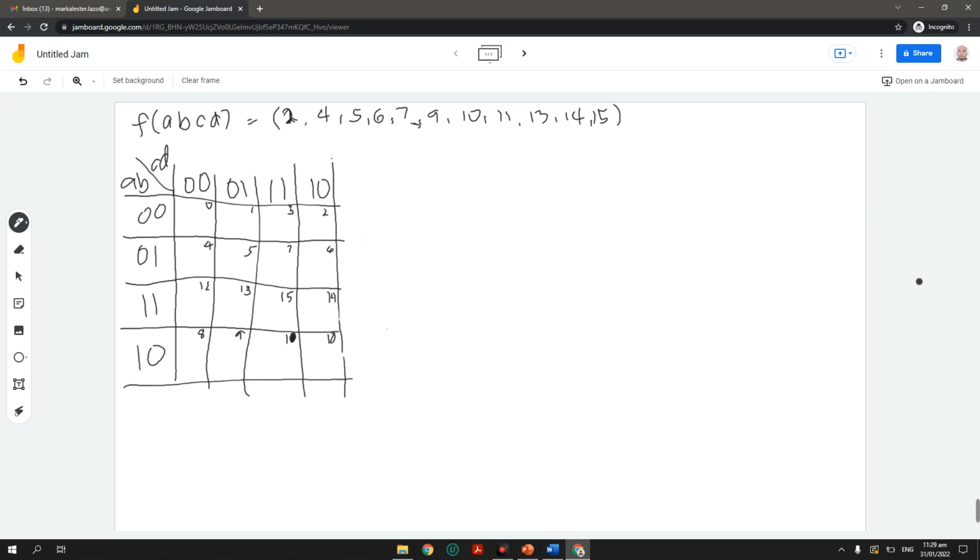And again, since we are using the SOP expression, we will be writing 1 on these terms. 2, so the output value here is 1. 4 is also 1. 5 is 1. 6 is 1. 7 is 1. 9 is 1. 10 is 1. 11 is 1. 13 is 1. 14 is 1. 15 is 1. The rest is 0.